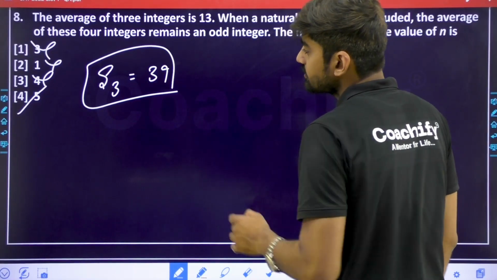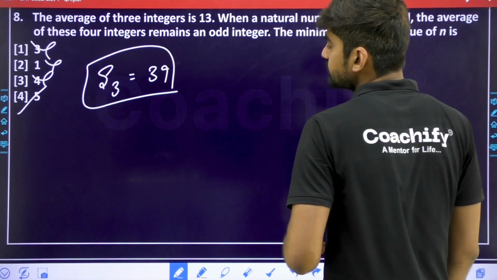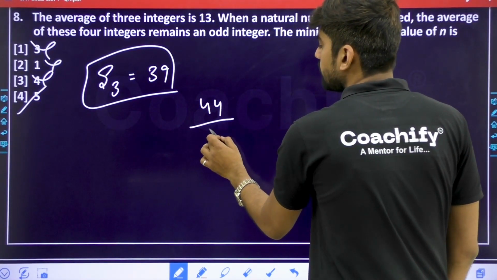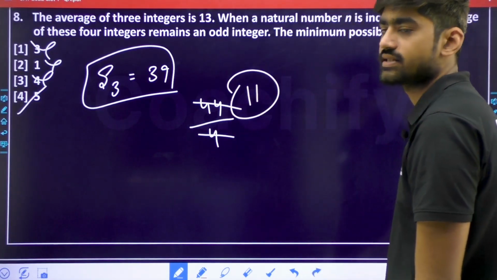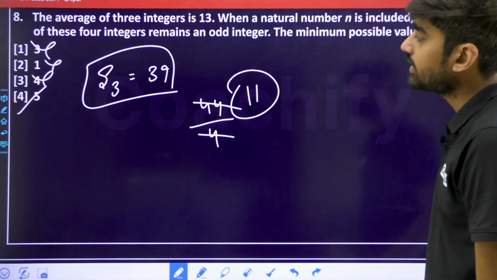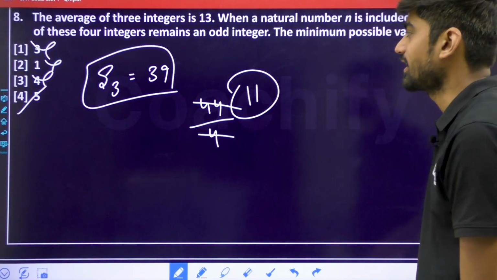But let's try and solve this as well. So 39 plus 5 becomes 44, and when I'm dividing it by 4, this is giving me my average, which is an odd integer. So that makes option 4 the correct answer.